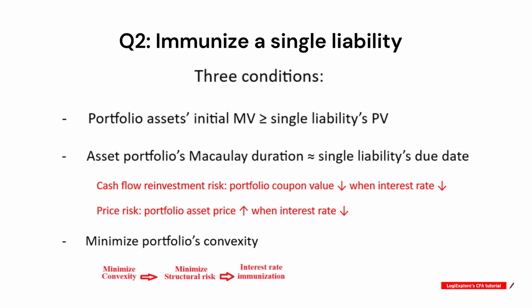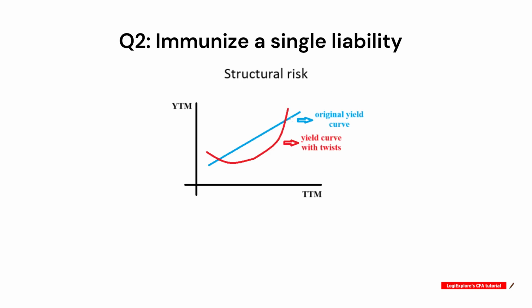Condition 3. The asset portfolio's convexity should be minimized. Doing so minimizes the portfolio's structural risk and ultimately leads to portfolio interest rate immunization. Structural risk is the risk that twists and non-parallel shifts in the yield curve lead to a change in cash flow yield.